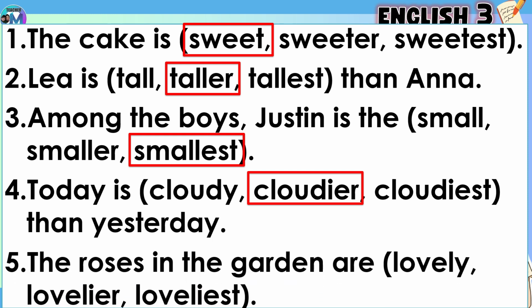And number 5, the roses in the garden are lovely, lovelier, loveliest. The correct answer is lovely. The roses in the garden are lovely.